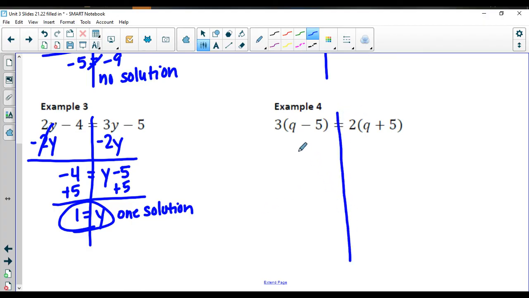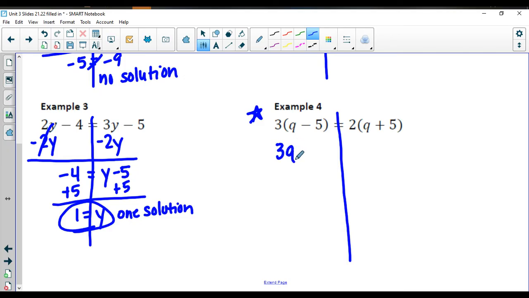I'm going to have you go ahead, take a look at example number 4. See if it can be solved and have one solution, or do you result in an untrue statement, so it's no solution, or do you result in a true statement, which would mean it's infinite solutions.